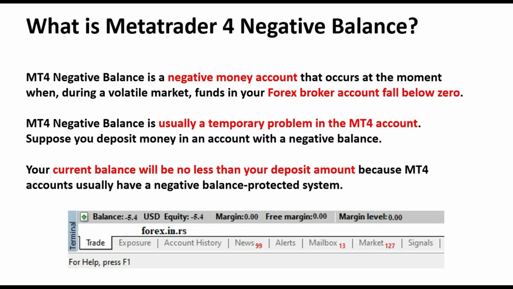But let me show you in practice. On this screenshot, you see minus $5.4. So you will ask yourself, how is this possible? Usually this happens because of a volatile market. You have a stop loss, and sometimes your trade will not be closed exactly on that stop loss, because it's so volatile, and in that second there was no buyer or seller. Because of that, your trade is closed on some other price, and in just a few seconds your account can go negative.